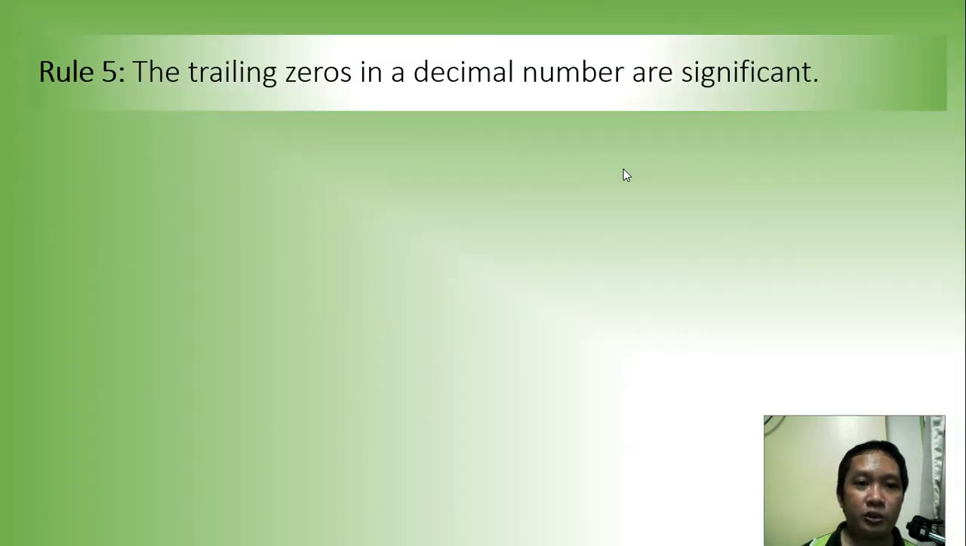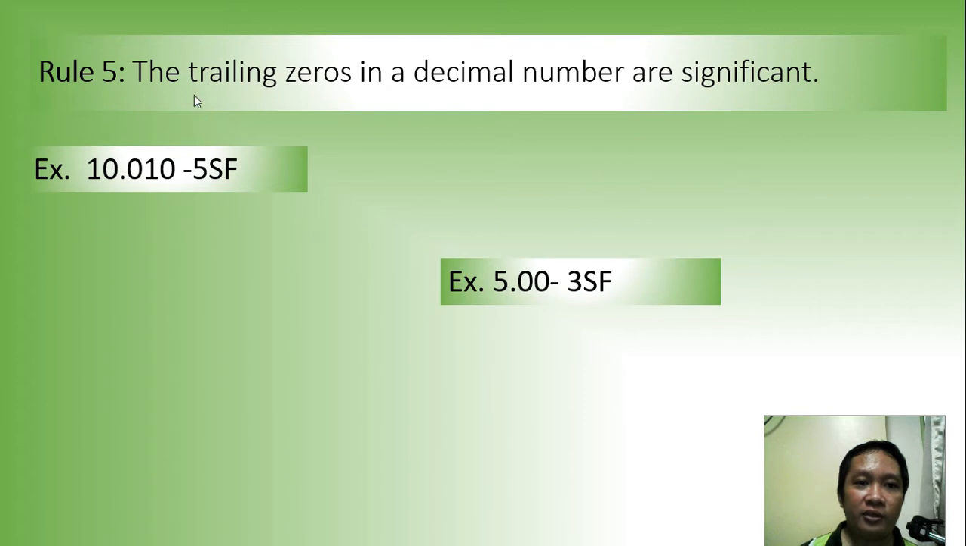Okay, next rule, rule number 5. Trailing zeros in a decimal number are significant. So there is a presence of a decimal point, therefore all trailing zeros are significant. In this case, there are 5 significant figures. These are trailing zeros after the decimal point. So we have 10.010, which indicates that there are 5 significant figures. These zeros become significant because of the presence of the decimal point.